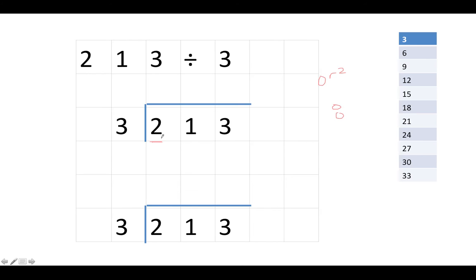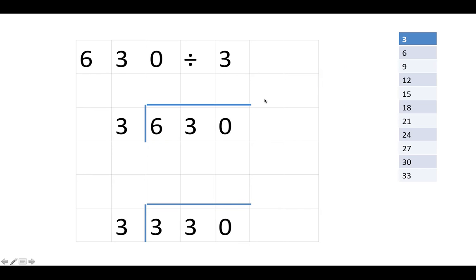So when the first number is too small, smaller than the number you're dividing by, you move it along and put it in front of the next number. So now you can see I've got 21. So how many 3's in 2? Well, there weren't any, so we've moved the 2 along. How many 3's in 21? 1, 2, 3, 4, 5, 6, 7. How many 3's in 3? 1. I'm just going to show you that again.